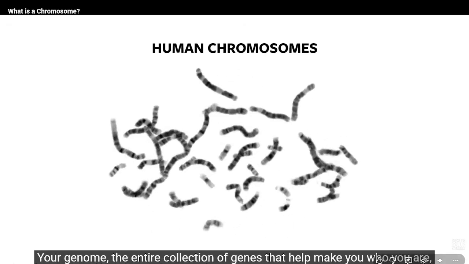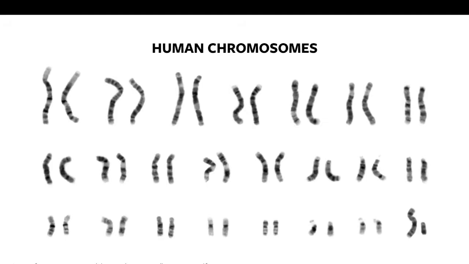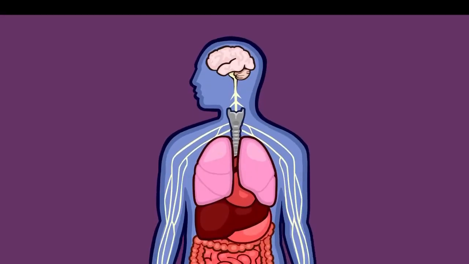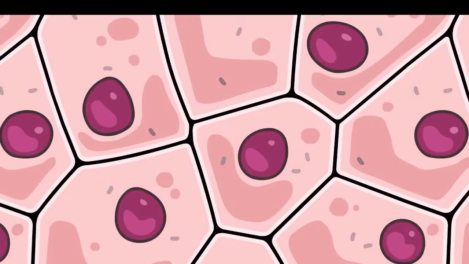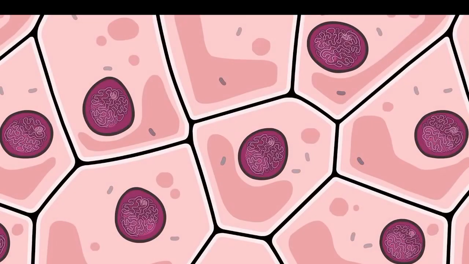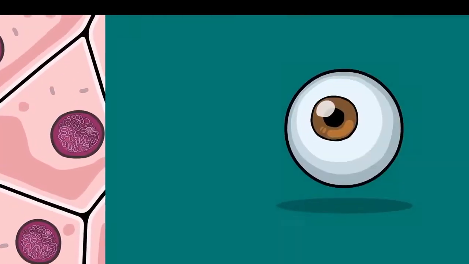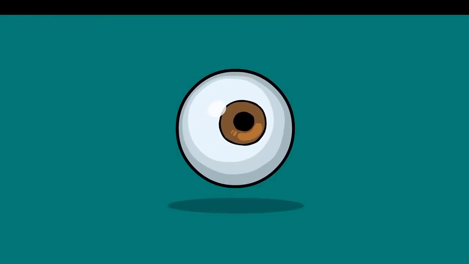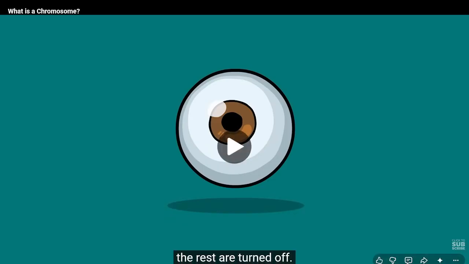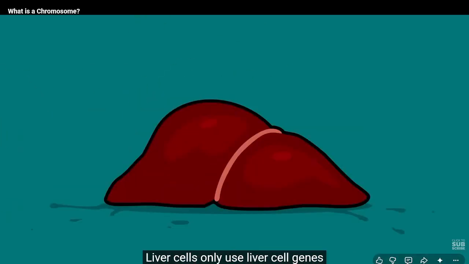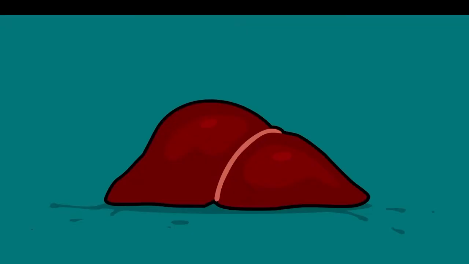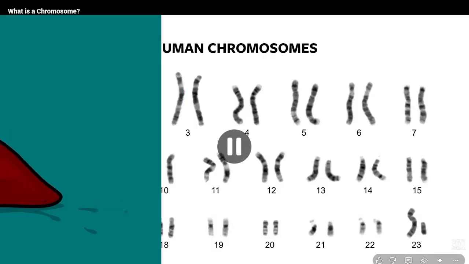Your genome, the entire collection of genes that help make you who you are, is written across 23 pairs of chromosomes. That's 46 altogether. With very few exceptions, each cell in your body contains its own full copy of your chromosomes, your entire genetic code. Eyeball cells only use the eyeball cell genes. The rest are turned off. Liver cells only use liver cell genes. The rest are turned off, and so on for each cell type. So every single cell in your body has all the DNA for all the functions.